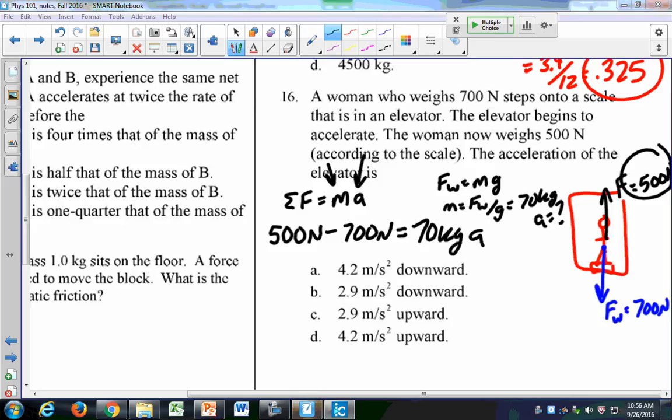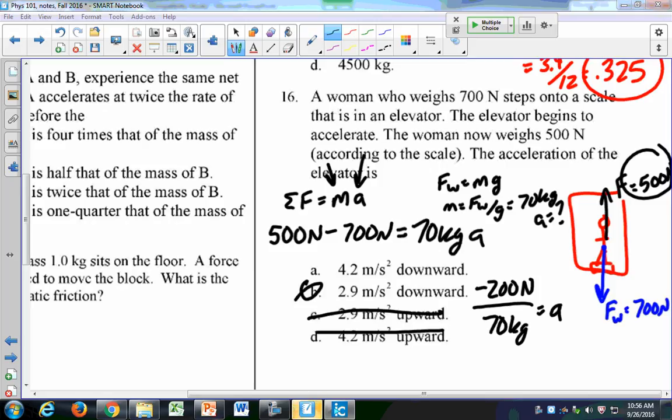And then I solve for the acceleration. So it's going to be negative 200 newtons divided by 70 kilograms. That's equal to my acceleration. It's negative, so it has to be down. And it's going to be B is the right answer. So 200 over 70 is about 3.